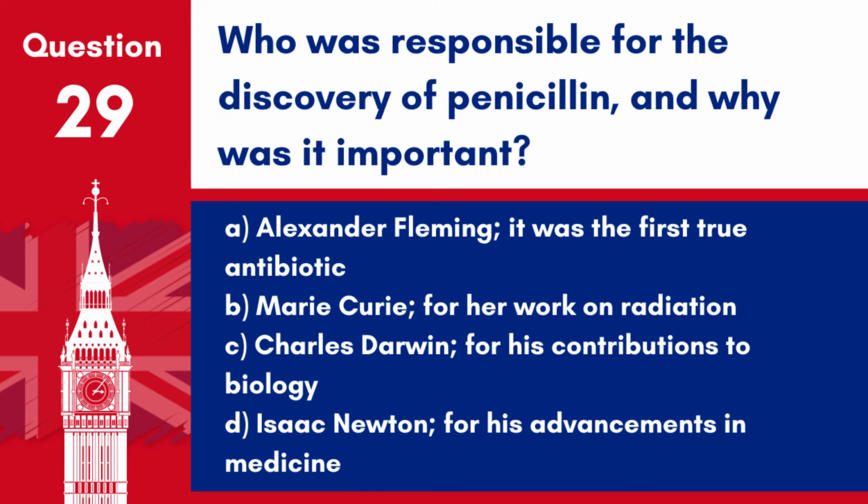Question 29. Who was responsible for the discovery of penicillin, and why was it important? A. Alexander Fleming. It was the first true antibiotic. B. Marie Curie, for her work on radiation. C. Charles Darwin, for his contributions to biology. D. Isaac Newton, for his advancements in medicine.